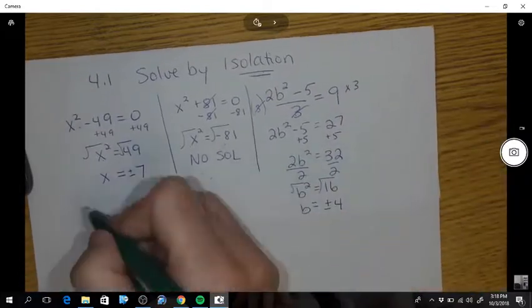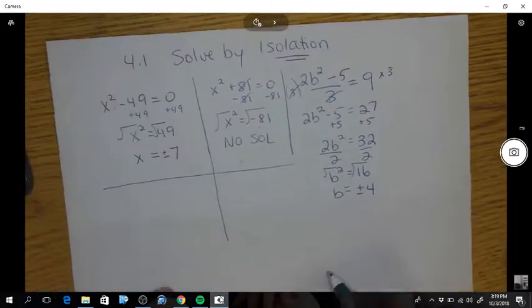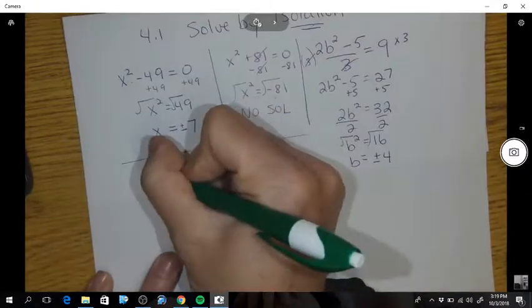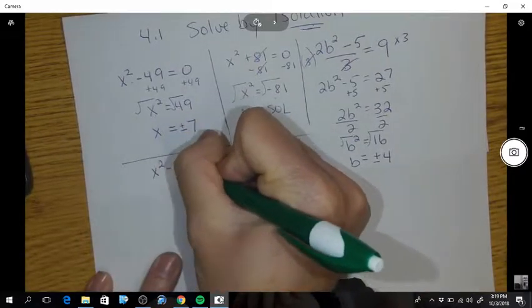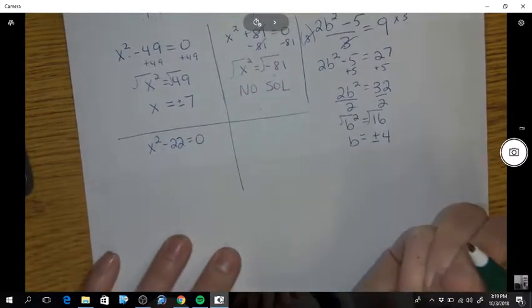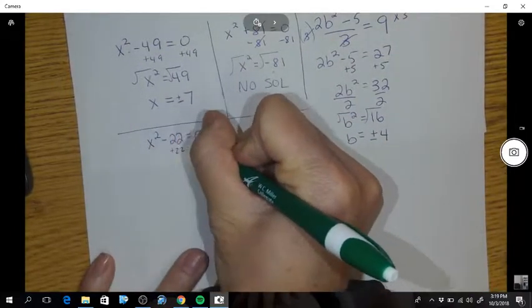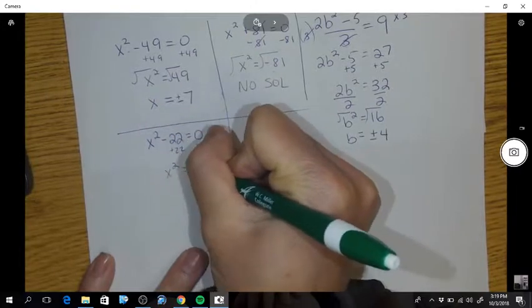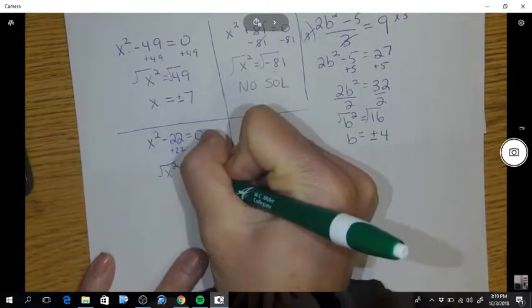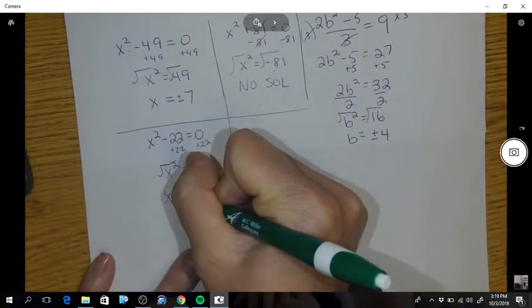Okay, last example. I just want to make a special note about communicating here. On this last example, x squared minus 22 is 0. You would add 22. X squared is 22, and then to isolate you would square root.